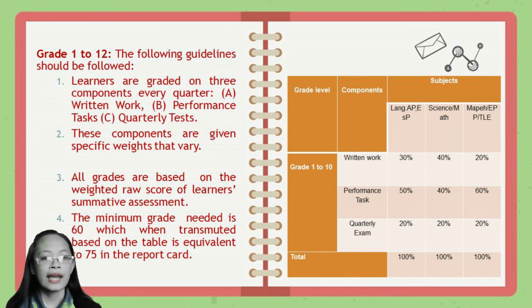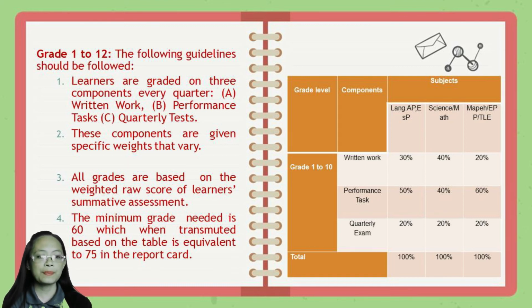Subjects are language, AP, and ESP. It has 30% of written work, 30% of performance task, and 20% for quarterly exam. Science and math have 40% of written work, 40% of performance task, and 20% for quarterly exam. MAPEH, ESP, and TLE have 20% of written work, 60% of performance tasks, and 20% for quarterly exam. The total is 100%. These components are given specific weights that vary.